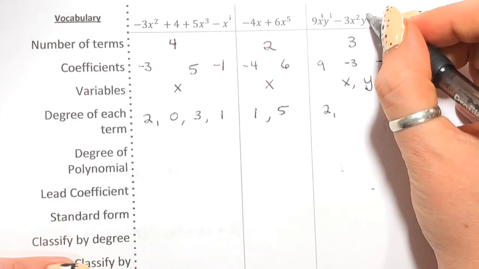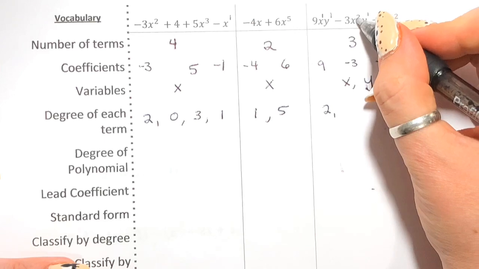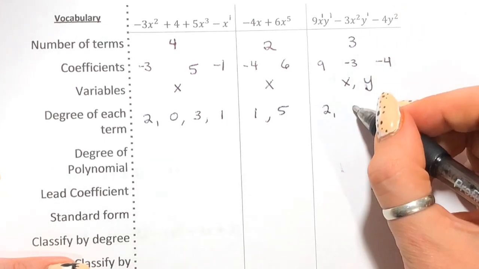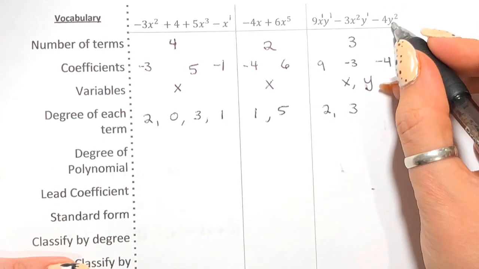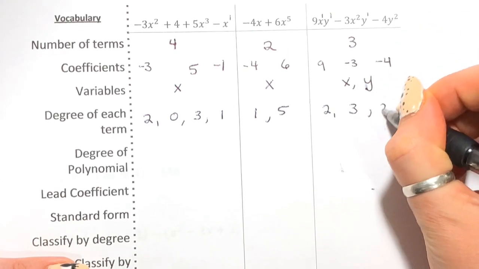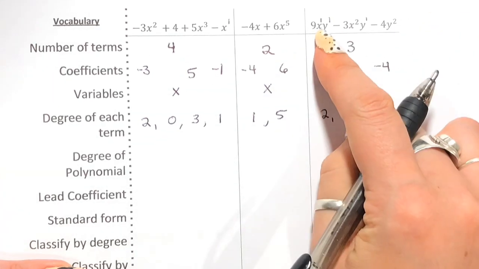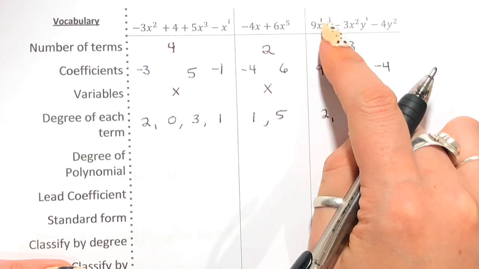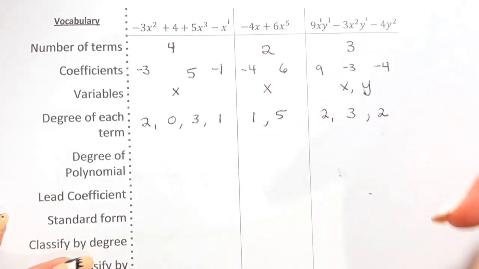On this one, the y would have a 1 there. So if you add 2 plus 1, you get a degree of 3. And then we have just a y squared here, so the degree is 2. So again, if you have multiple variables, you want to add the degrees to get it.